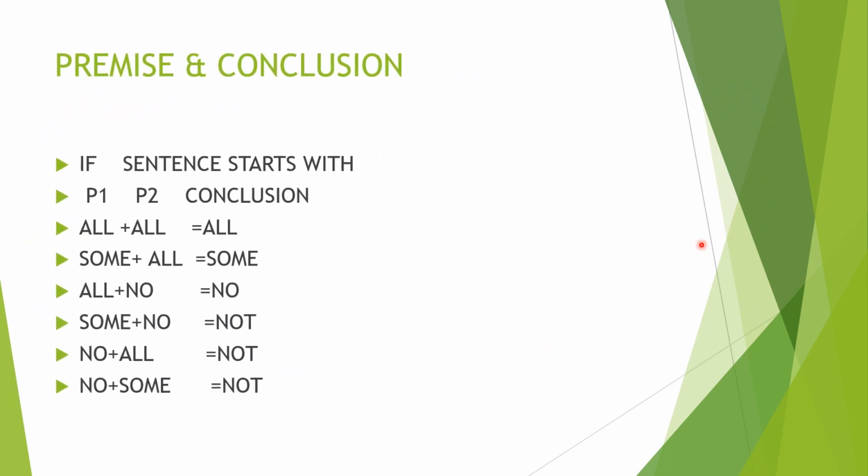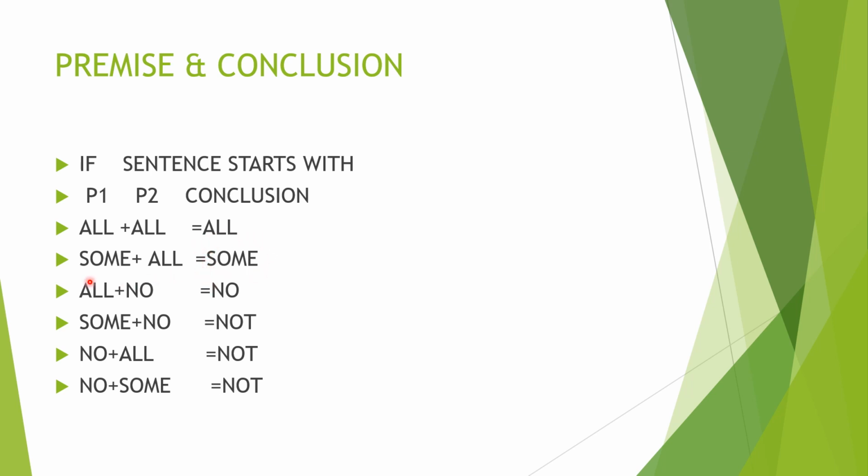Next is premise and conclusion. I have given an easy method to find whether the given statement is right or wrong. An easy trick I have given here. If a sentence starts with all, that is, all birds are animals, and the second premise also starts with all, all birds are bats, then the conclusion will also start with all. If premise 1 and premise 2 start with all, the conclusion will also start with all. If premise 1 starts with some and premise 2 starts with all, then the conclusion will start with some only.